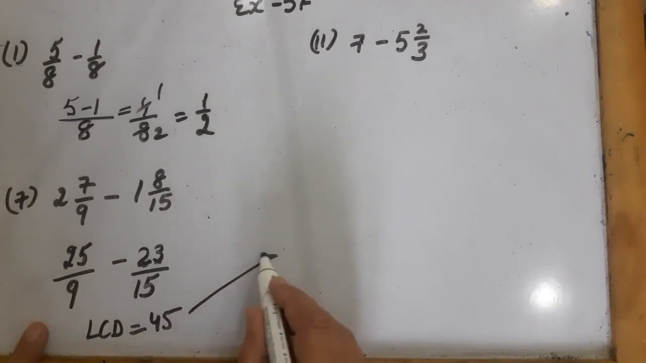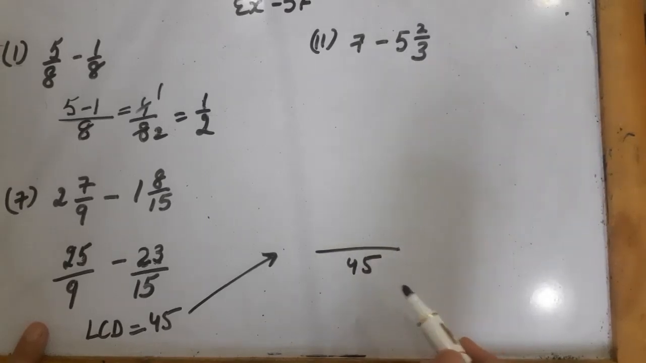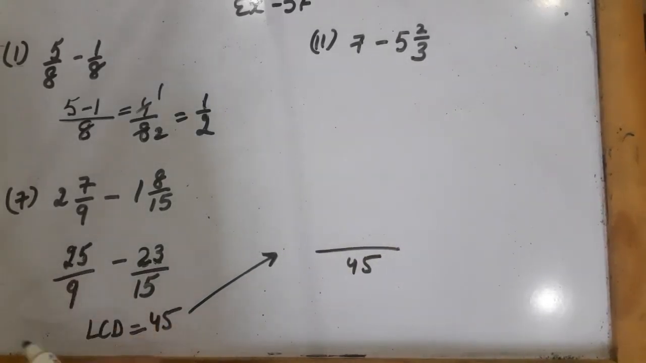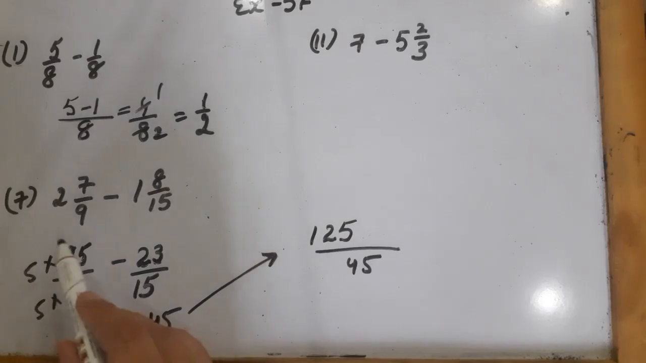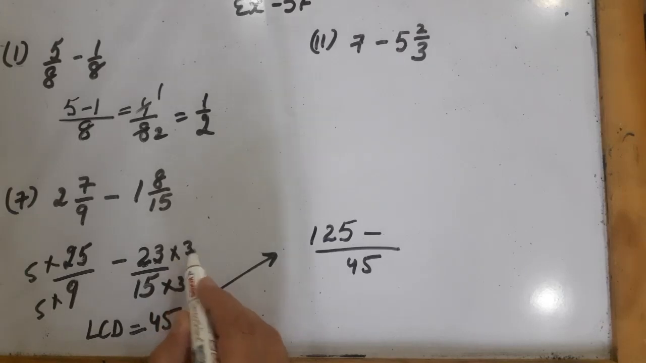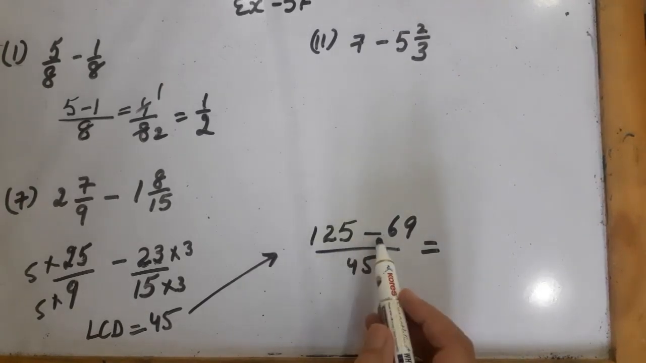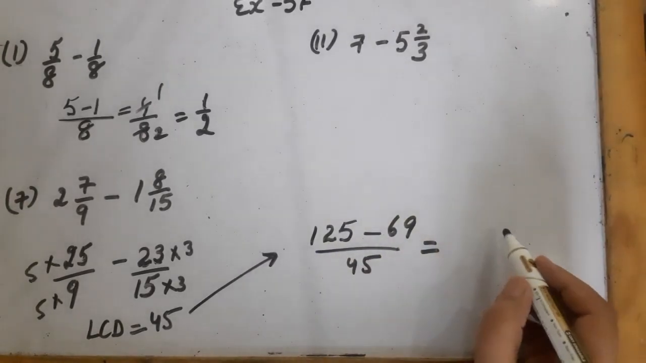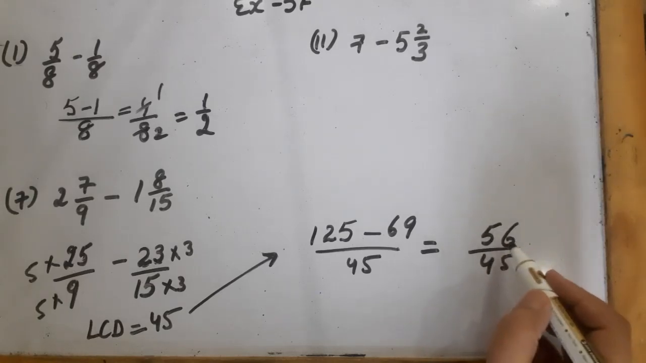So now both denominators will become 45. Now I have to convert the numerators also. So how will 9 become 45? 9 fives are 45. It means this 25 also I will multiply with 5. So this comes 125. Now 15 threes is 45. It means 23 also I'll multiply with 3. 69. So when you subtract 69 from 125, what you will get? 56 upon 45.